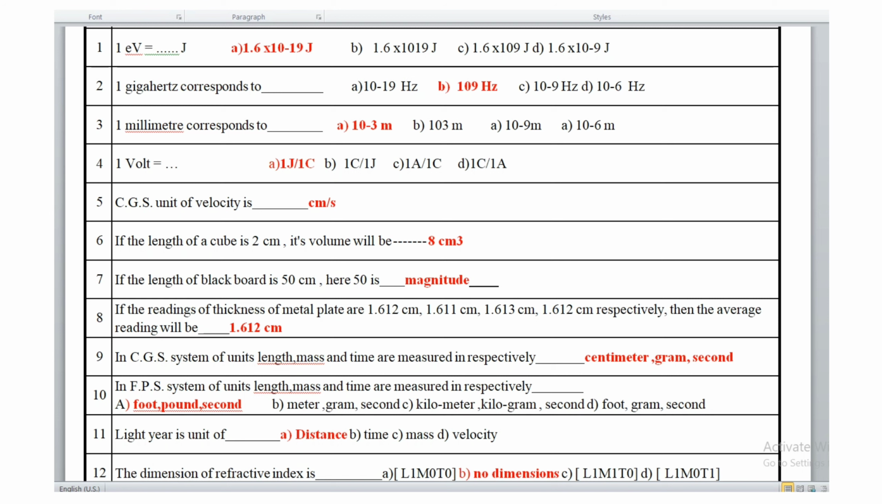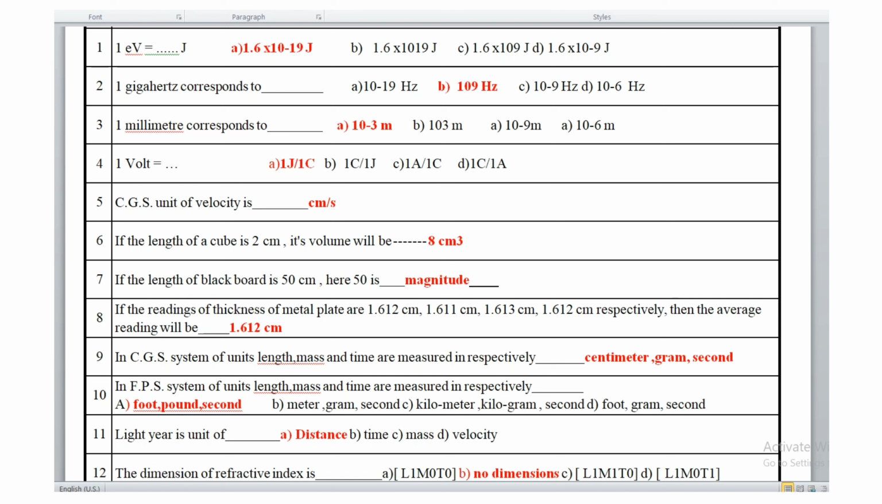First question: 1 electron volt is equal to how many joules? It is 1.6 × 10^-19 joule. 1 gigahertz corresponds to 10^9 hertz. 1 millimeter corresponds to 10^-3 meter. 1 volt is equal to 1 joule per 1 coulomb.